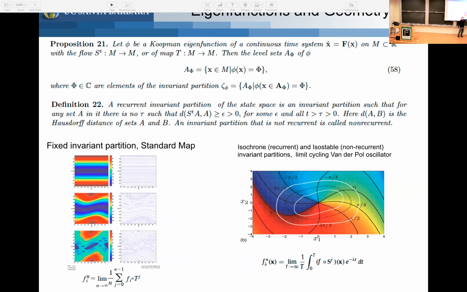For lambda equal to i omega, for omega being the eigenvalue on the limit cycle, I get isochrones. For lambda equal to some s, which is real, that's the decay exponent, the flow exponent, you get isostables. So all the classical dynamical systems objects can actually be obtained directly from data using, let's say, these weighted averages, and are related to eigenspaces of the Koopman operator.